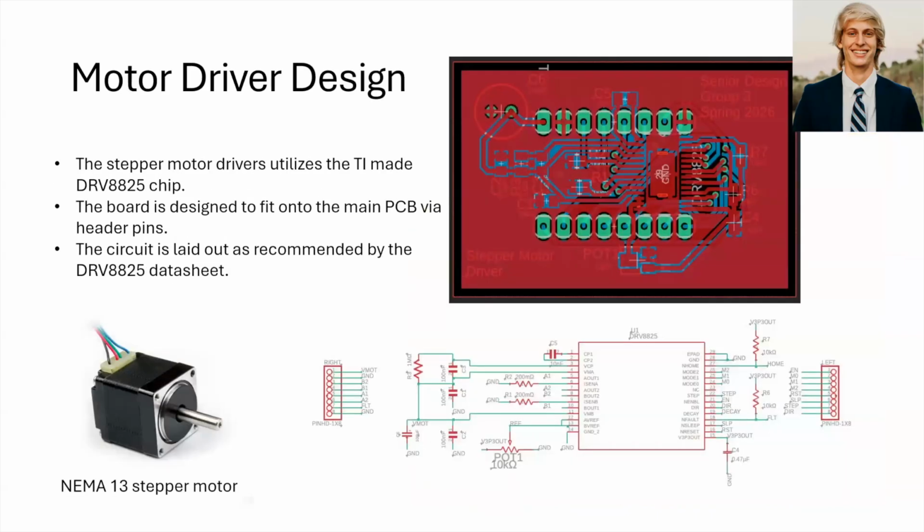The motor driver utilizes a DRV8825, and the schematic was taken right out of the data sheet. The layout also closely followed the data sheet with a couple modifications just due to space constraint. And the pins are designed to be replaceable with standard drivers you can buy online to make testing a lot faster.